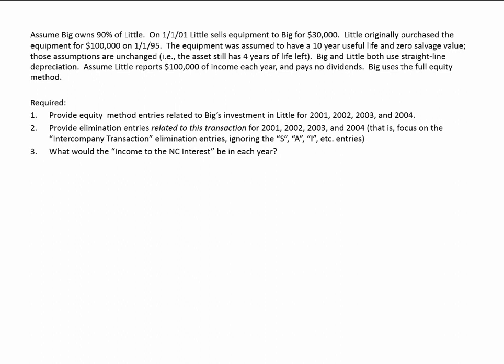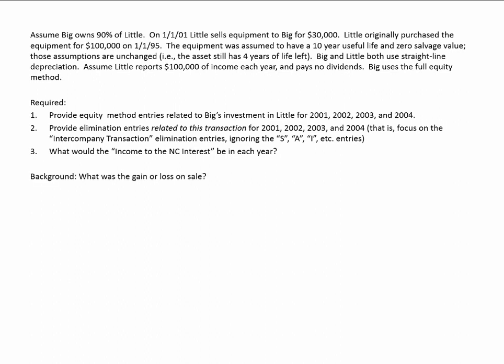Next, we're going to provide elimination entries related to this transaction for those same 4 years. And again, the nice thing about this sort of modular approach is that the S, the A, the I entries, all of those are going to be unchanged. All we're doing is adding a new, in this case, pair of entries to account for this intercompany transaction. And then third, we're going to need to compute the income to the non-controlling shareholders in each of those 4 years.